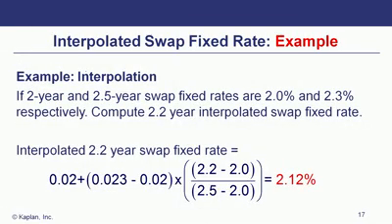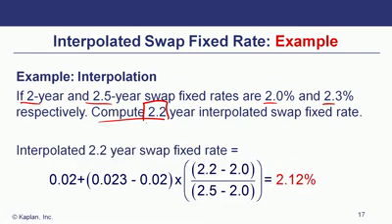Okay? So the interpolation thing here, again, I don't want you to get too bogged down, but if we have a 2-year and a 2.5-year spot rate, a 2-year and a 2.5-year swap fixed rate. So we can enter a 2-year swap or a 2.5-year swap, and the rates are 2 and 2.3. But then we want to know what the 2.2-year equivalent would be, right? So we want to interpolate a swap fixed rate for a 2.2-year fixed rate swap.